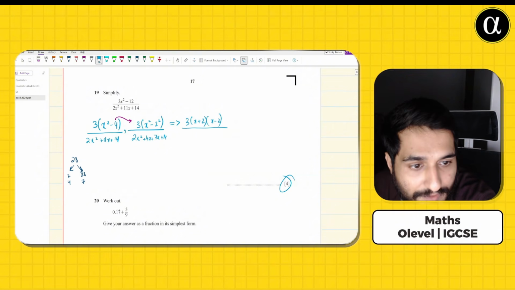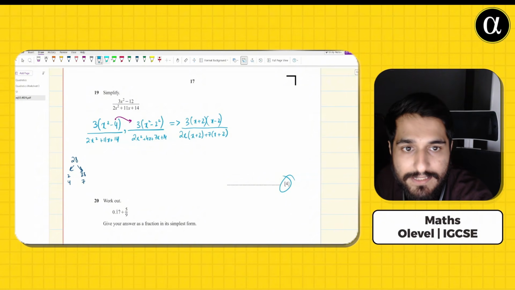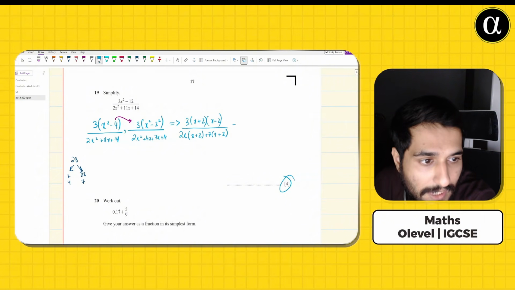With further simplification, we know that 2x is going to be common. When we take 2x as common, we'll be left with x plus 2, and when we take 7 as common, we will be left with x plus 2 as well. Since the two brackets are the same, we write this once. So this will be written as 3 times x plus 2 and x minus 2, divided by 2x plus 7 in one bracket and x plus 2 as another bracket.